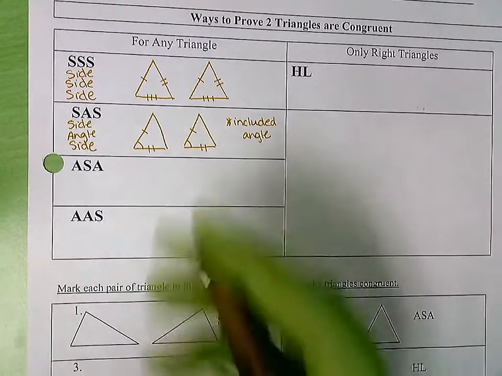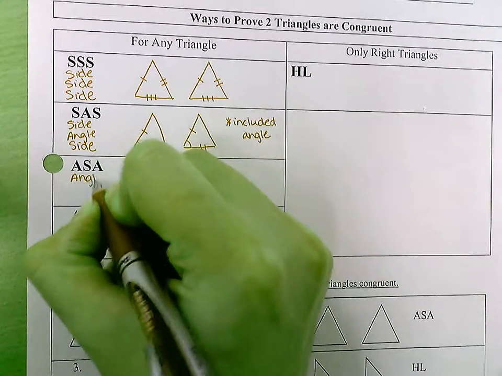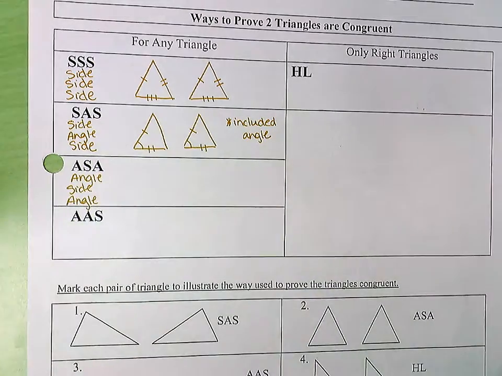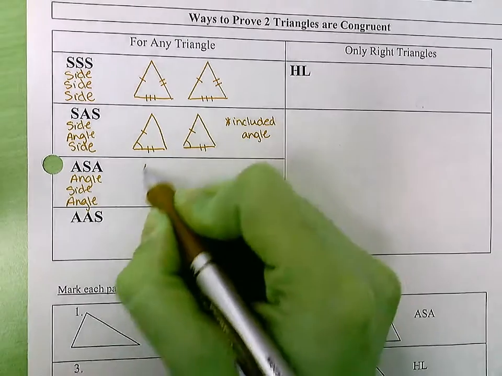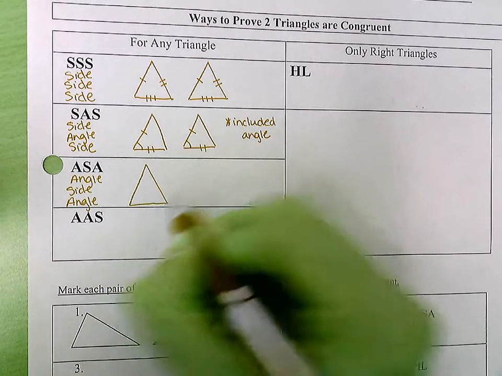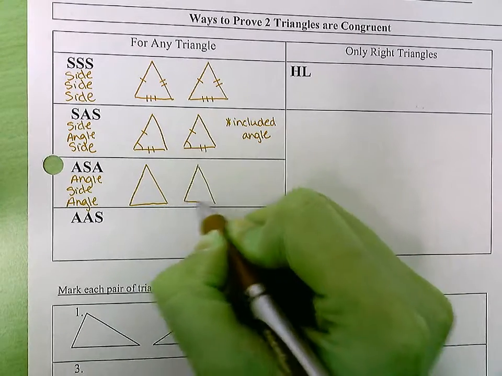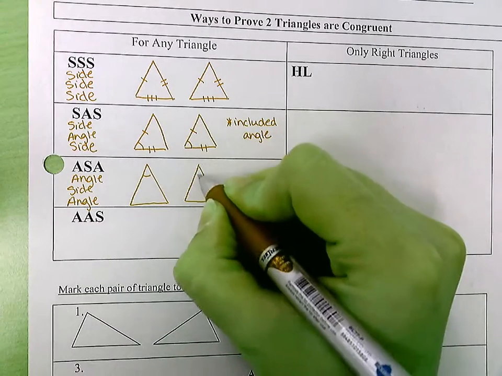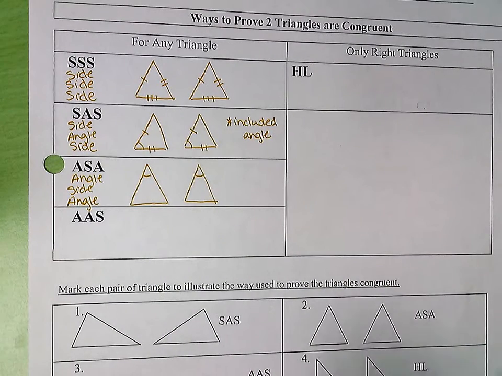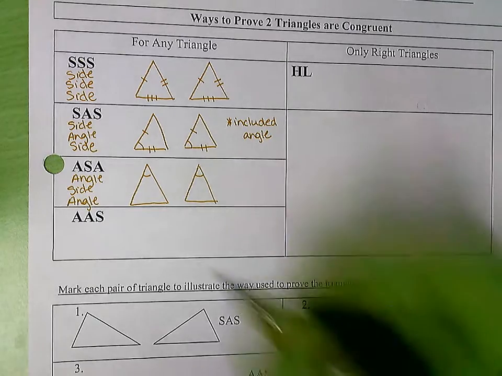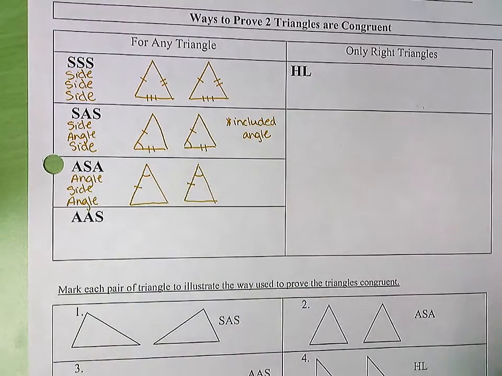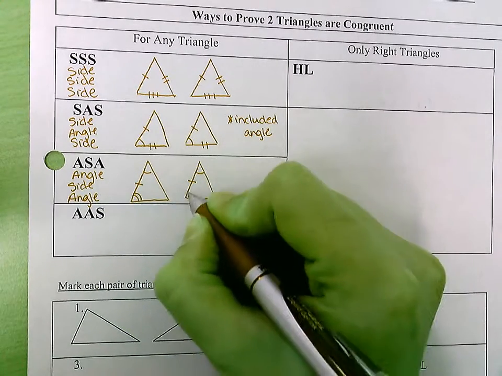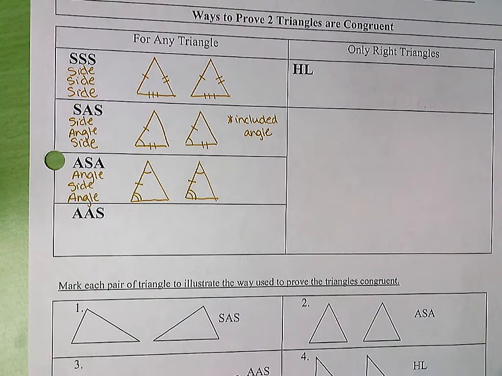The next one is angle, side, angle. Again, I have my two triangles. This time I'm going to start with an angle. So I know these two angles would be congruent. Then I need to move to a side. These two sides would be congruent. And then move to that second angle. So those two angles would be congruent.